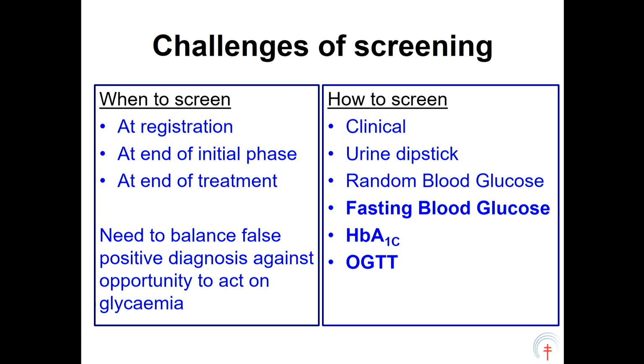And secondly, how best to screen? So you could do this very simply by clinical, or by urine dipstick, or by random blood glucose, fasting blood glucose, glycated hemoglobin, which is HbA1c, or oral glucose tolerance test. And the problem here is that as you move from top to bottom of these screening tests, they become more sensitive, more specific, but they also become more costly and more cumbersome to use in a programmatic setting. So somewhere you have to find a happy medium in order to say we can do this in a program setting.